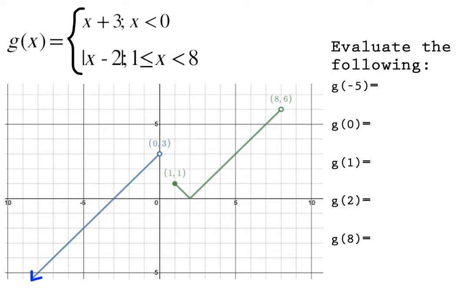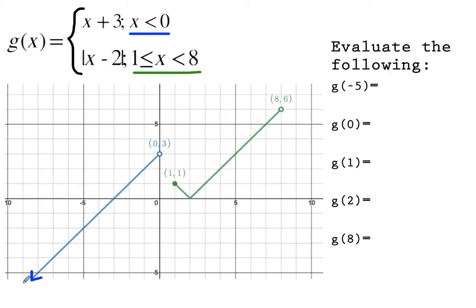to look at gives us the piecewise function g of x. G of x has two pieces to it. It has the x plus 3, which is a linear function, and that domain is x is less than 0, and it has the absolute value of x minus 2, and that domain is defined between 1 and 8. So we see these two pieces on the graph.